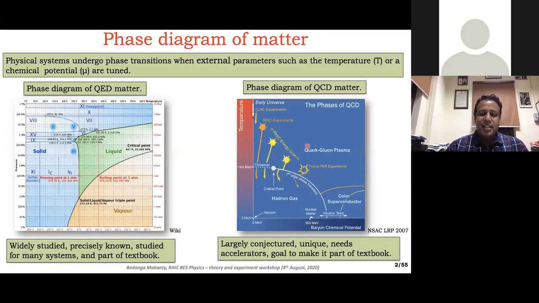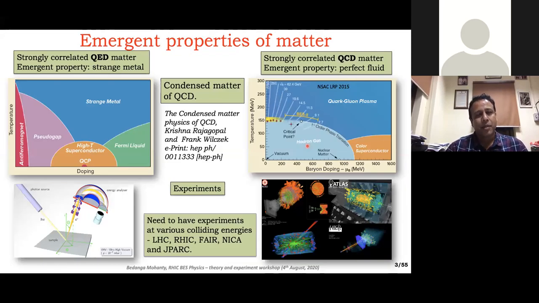One of the exciting things about studying this phase diagram of matter is to come across emergent properties of matter. For example, in condensed matter systems, when you look at strongly correlated matter, we saw the emergent property of strange metal. That was made possible when you study the temperature versus doping of the system. And the experimental technique one makes use of is angle resolved photoemission spectroscopy, where you have an incident photon on the matter and you look at the scattered electron's momentum and energy.